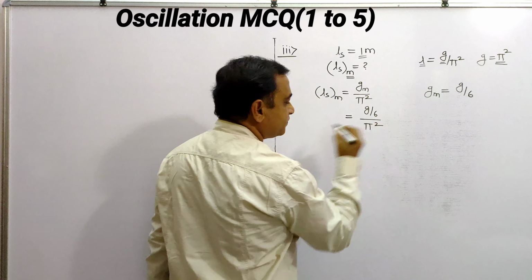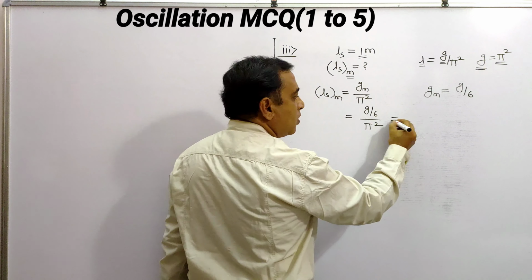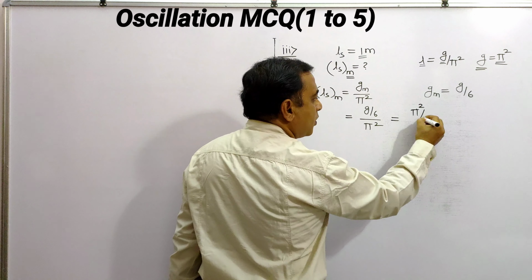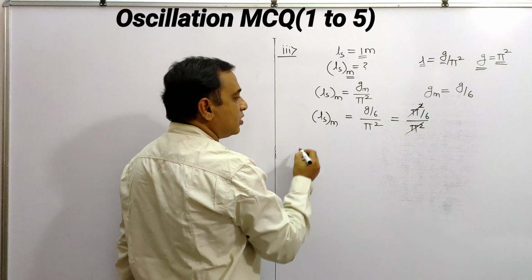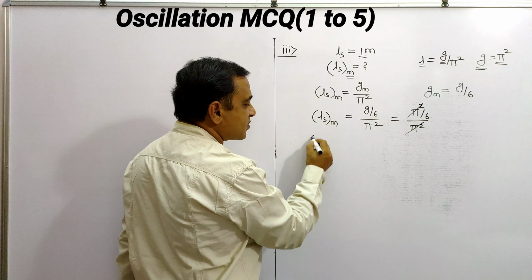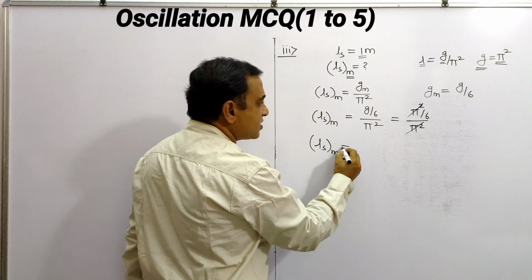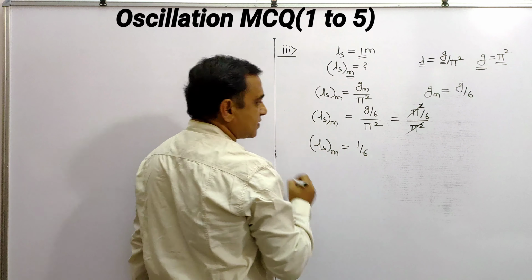But we know g is equal to how much? It is pi square. So pi square upon 6 upon pi square. So this pi square gets cancelled. So the length of the seconds pendulum on the moon is given by 1 by 6.